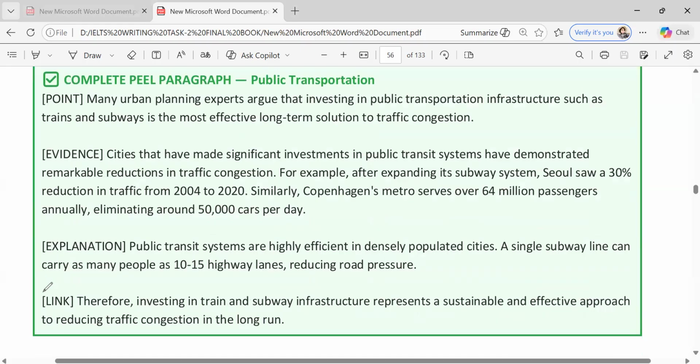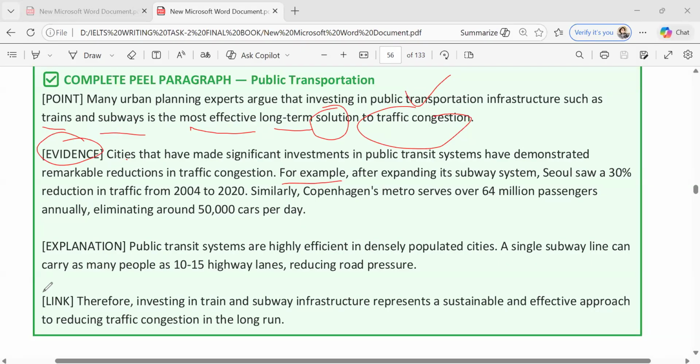Suppose point number one: many urban planning experts argue that investing in public transportation infrastructure such as trains and subways is the most effective long-term solution to traffic congestion. So there are two points, and what is stated here? The first one, trains and subways. That's these two things, clear. The most effective long-term solution to what? To traffic congestion. This is point number one. Now, point number one needs evidence. Cities that have made significant investments in public transit systems have demonstrated a remarkable reduction in traffic congestion.